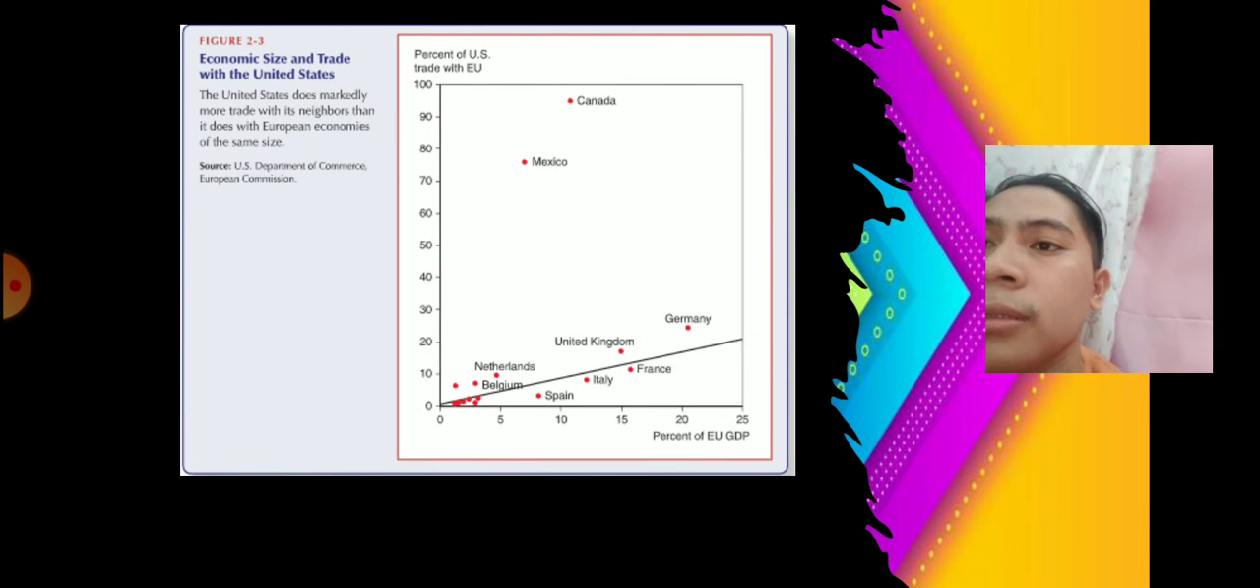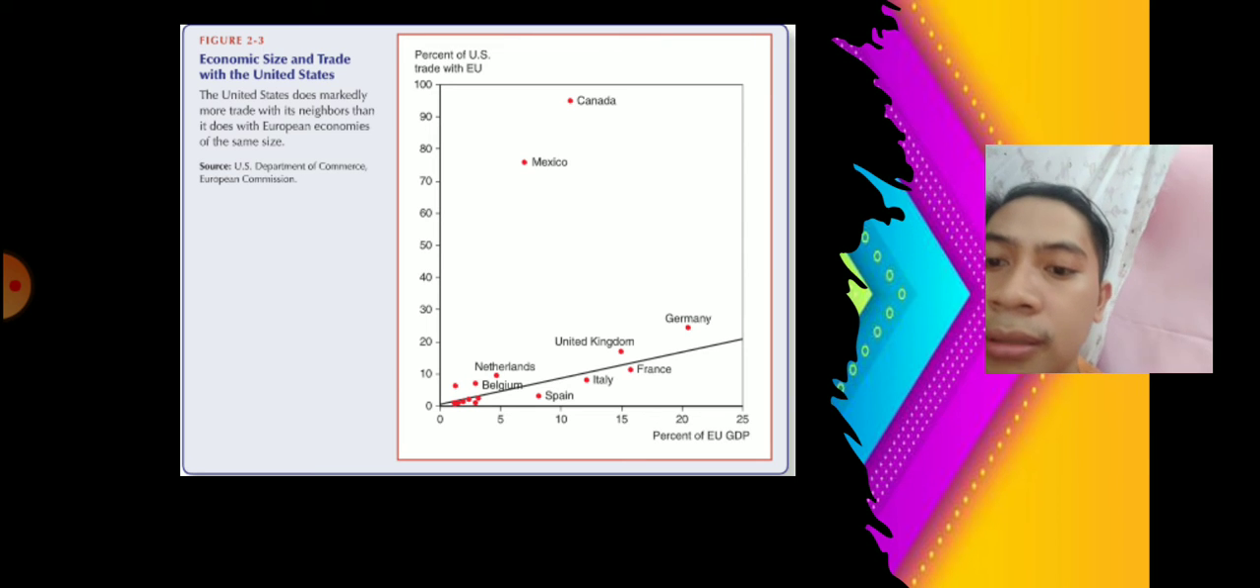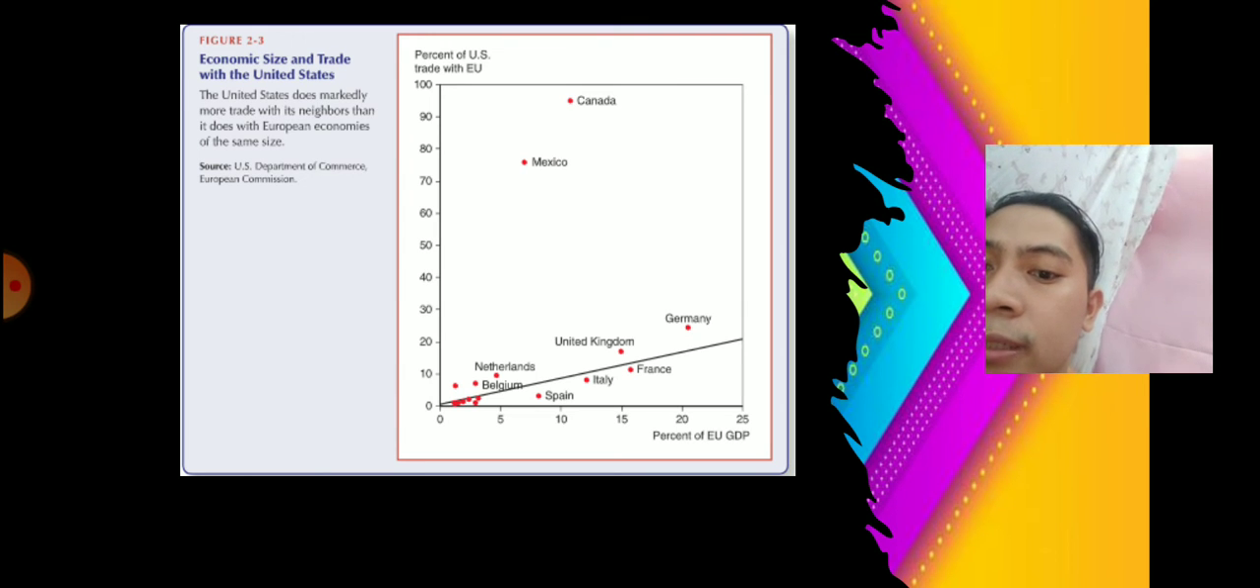So, based on my understanding, Canada and Mexico, as you can see, are two neighbors of the United States.